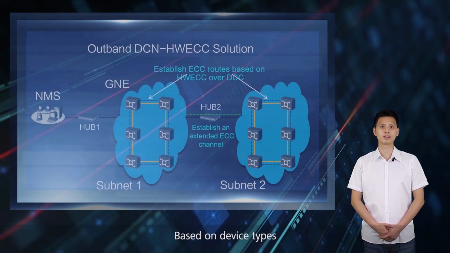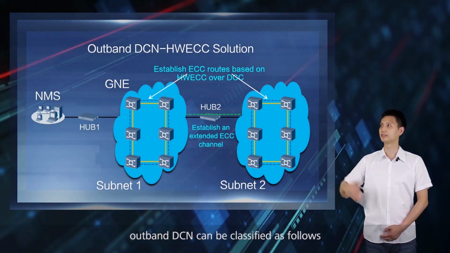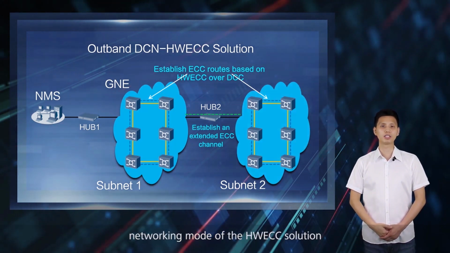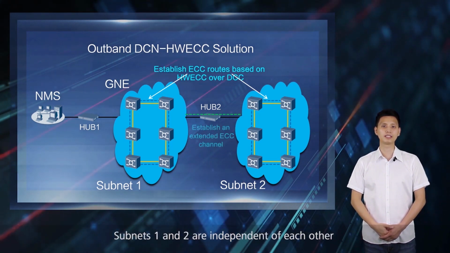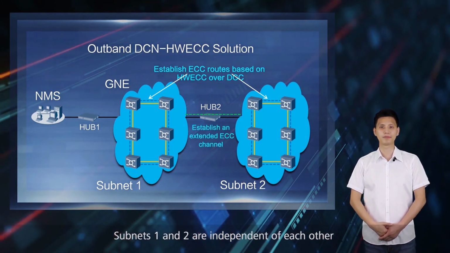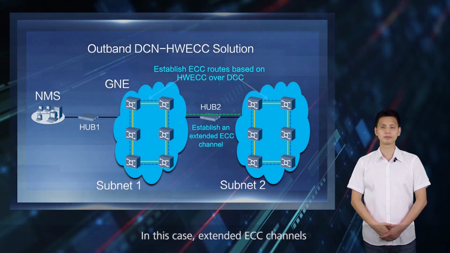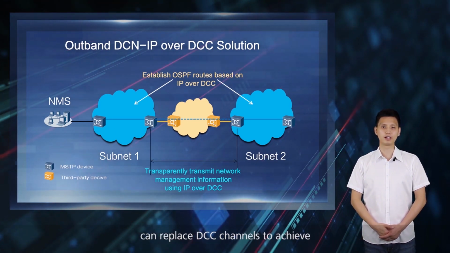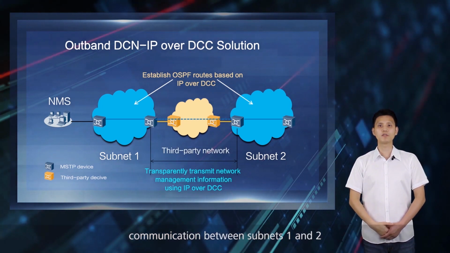Based on device types, outband DCN can be classified as follows. 1. The following figure shows a typical networking mode of the Huawei ECC solution. Subnets 1 and 2 are independent of each other, and there is no DCC channel between them. In this case, extended ECC channels can replace DCC channels to achieve communication between subnets 1 and 2.